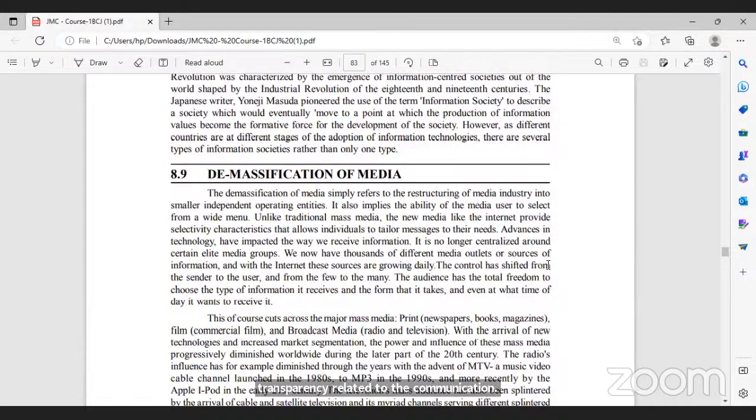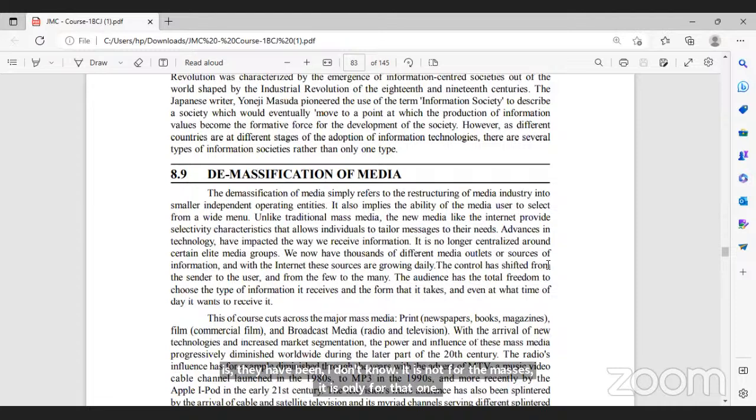Then you have demassification. It is referring basically to the restructuring of the media industry into smaller independent operating entities. Now, when we say newspapers, they are big entities. So demassification, because of the technology, we have YouTube, now you have Instagram, and all those things. So what are those? They have been demassified. That is, it is not for the masses. It is only for that one. Now, for example, you might follow one YouTuber.